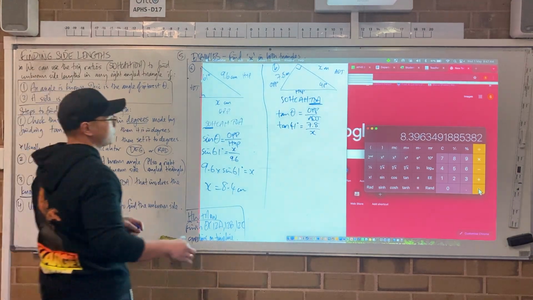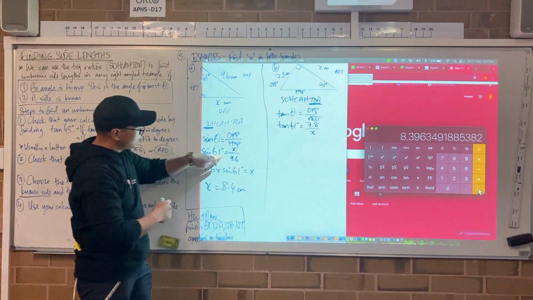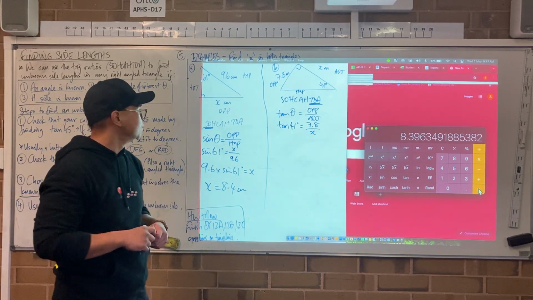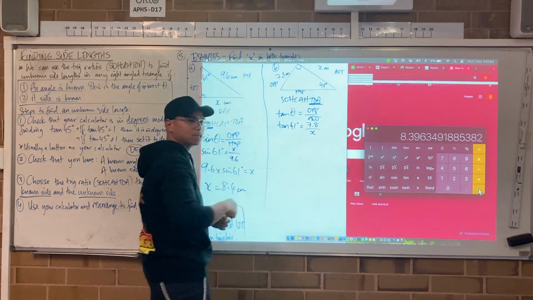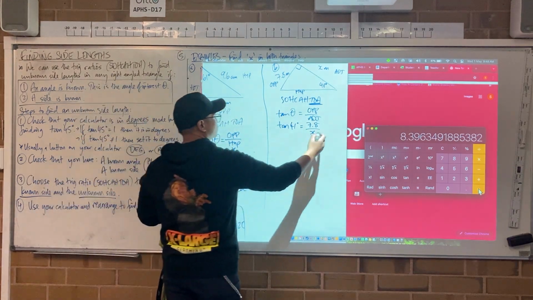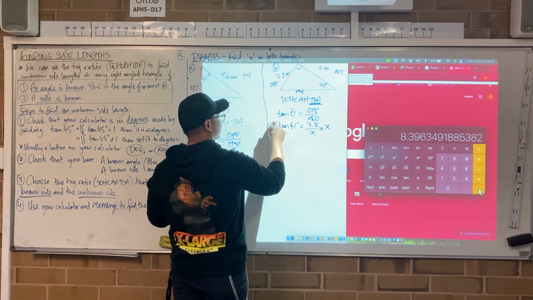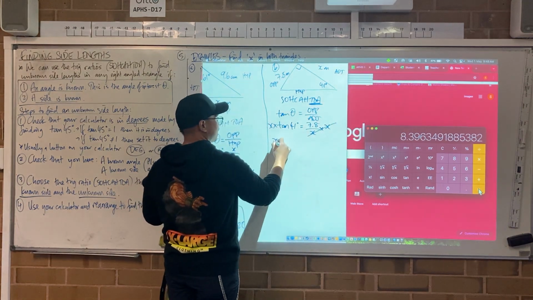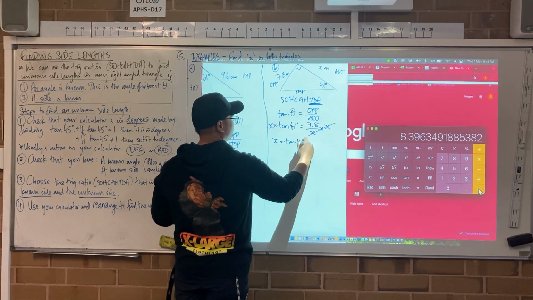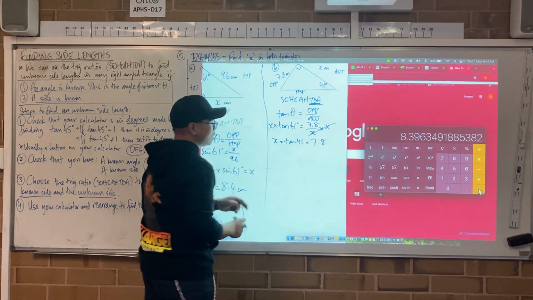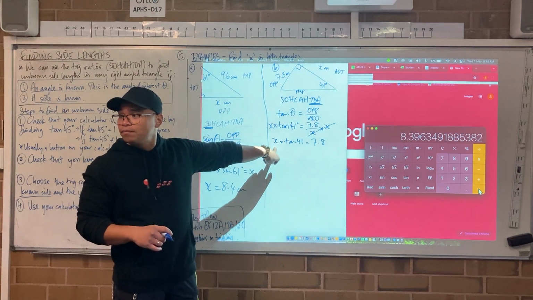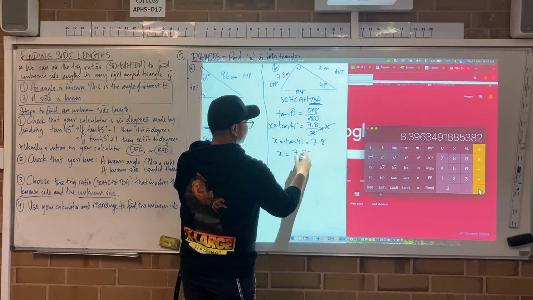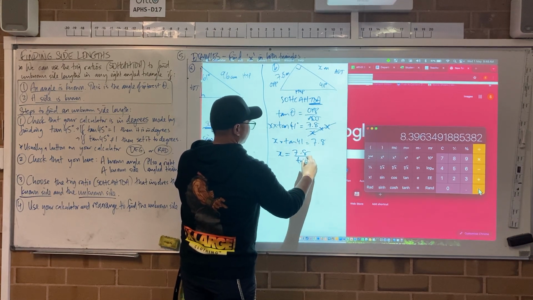This one's a little trickier. What's the difference between this situation and this one? Where is the x? x is on the bottom, so I need to take 2 steps here. How do I get rid of dividing something by x? So multiply by x, multiply this by x. What happens to this x? It cancels. So what you've got is x times tan 41 is equal to 7.8. I want x by itself. What's the opposite of timesing something by tan 41? Good. So x is going to be 7.8 divided by tan 41.